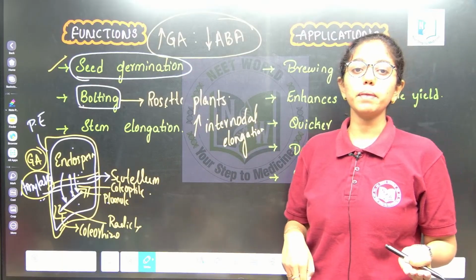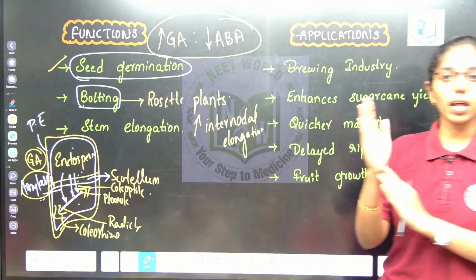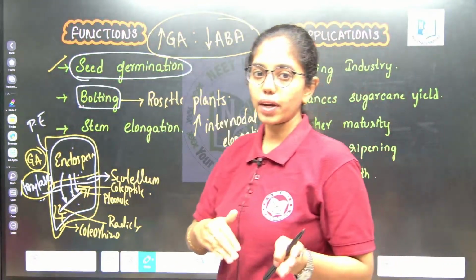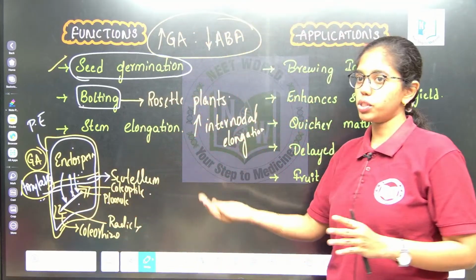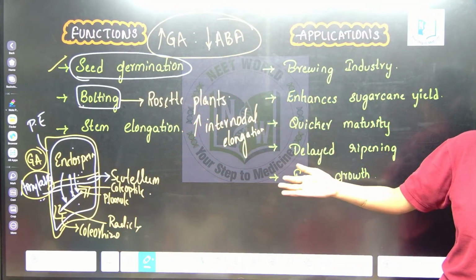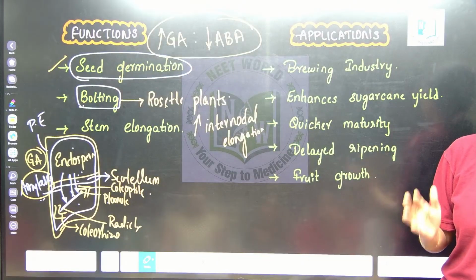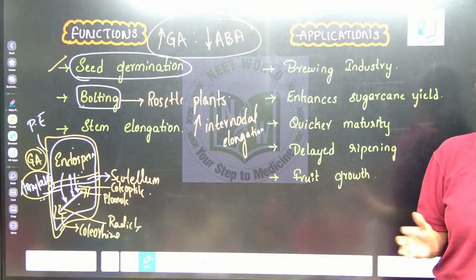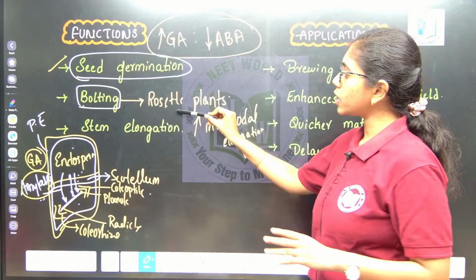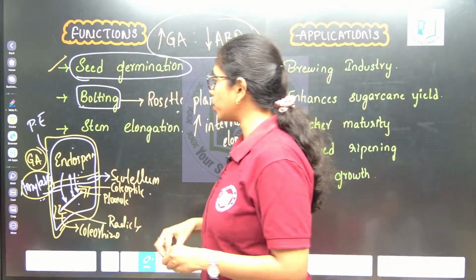Understood? What is the reason behind it? If internodal elongation happens prior to flowering, then after flowering, when the flowers are formed, vegetables and fruits will develop. They will be produced in large size, and they will have enough space to grow. That is the reason they are sprayed prior to flowering.